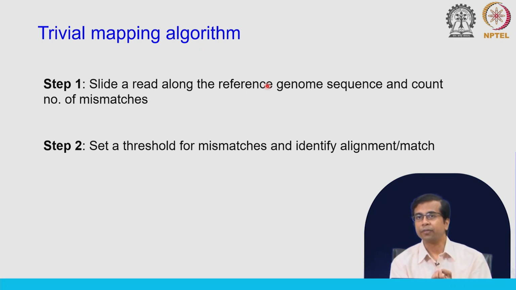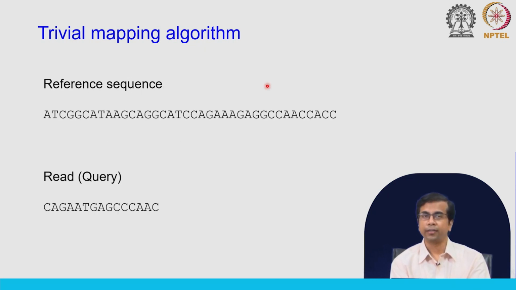This accounts for sequencing errors or mutations that might be present in the data, and there might not be any perfect match. So, let us take some examples and understand how this works and the limitations. Here is the reference sequence, for example, our genome data, and we have the read, which is the query sequence. We want to find this query sequence in the reference genome, and find the location of this read in the reference sequence.